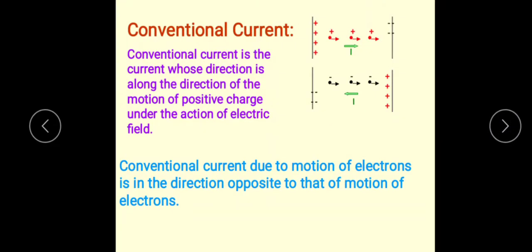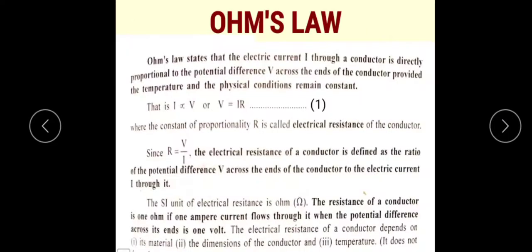One more is electric current. Here the electric current is the type of current in which the electrons flow from negative potential to positive potential. Conventional current is considered in the direction opposite to the motion of electrons. Here, instead of electrons, we are considering positive charges, like protons. This is about conventional current.